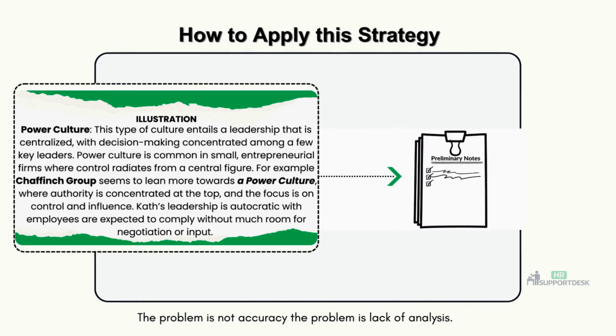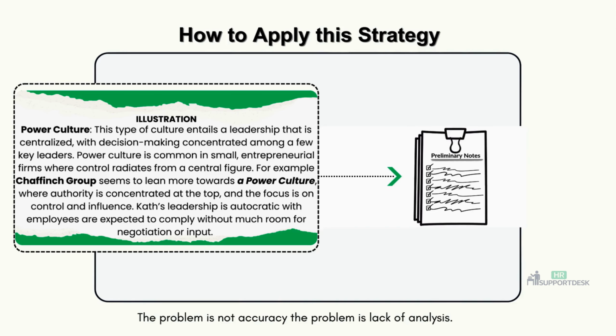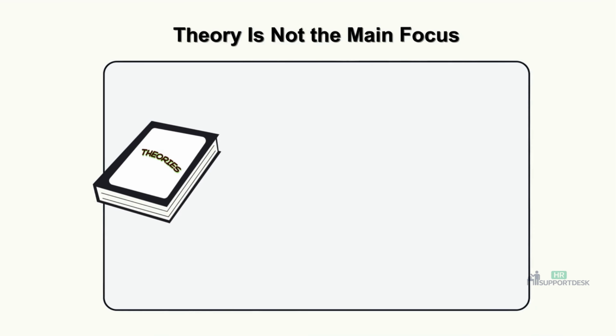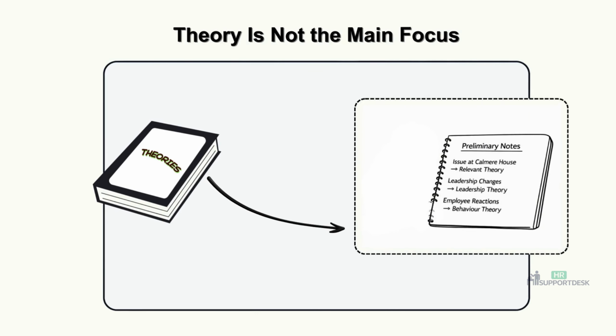This will allow you to clearly map the issues at Calmere House after the takeover to the relevant theories. However, when it comes to writing, the components of the theories can be stated briefly or represented using images. Focus most of your word count on clearly explaining the issues at Calmere House, interpreting them through the theory, and providing reasons for the outcome.